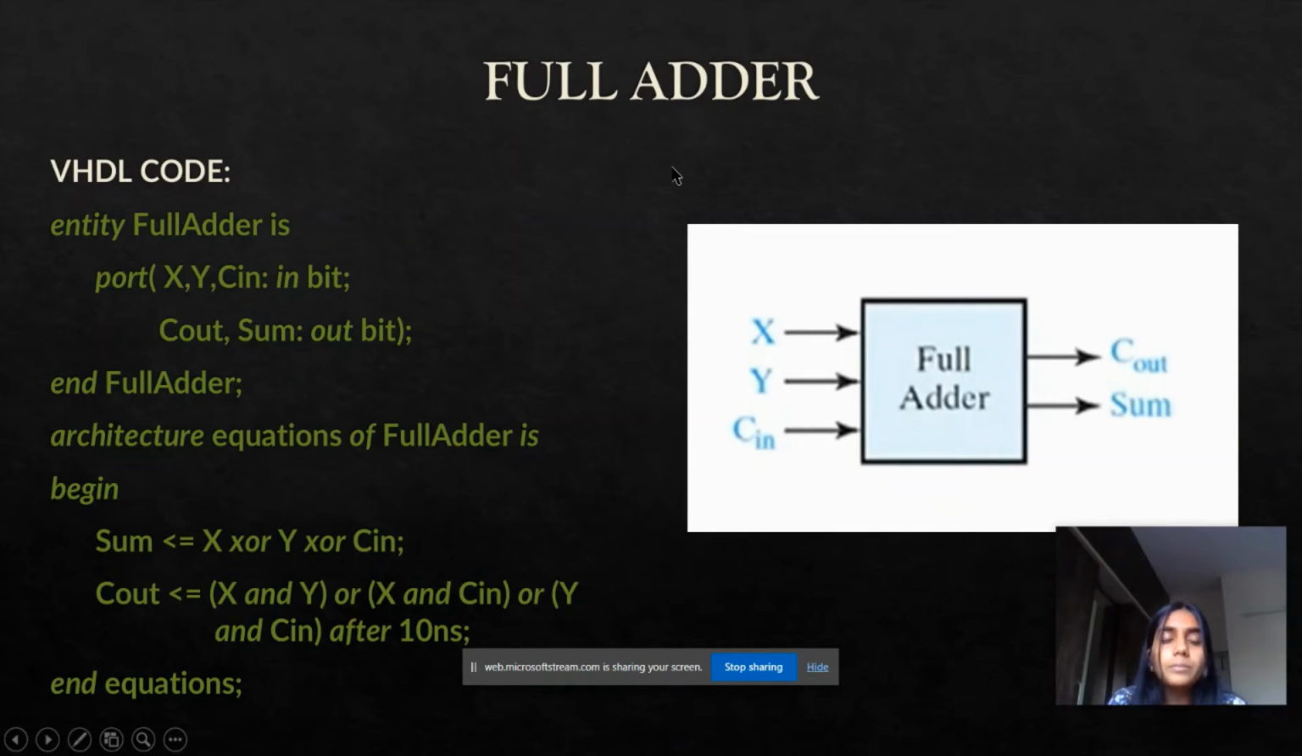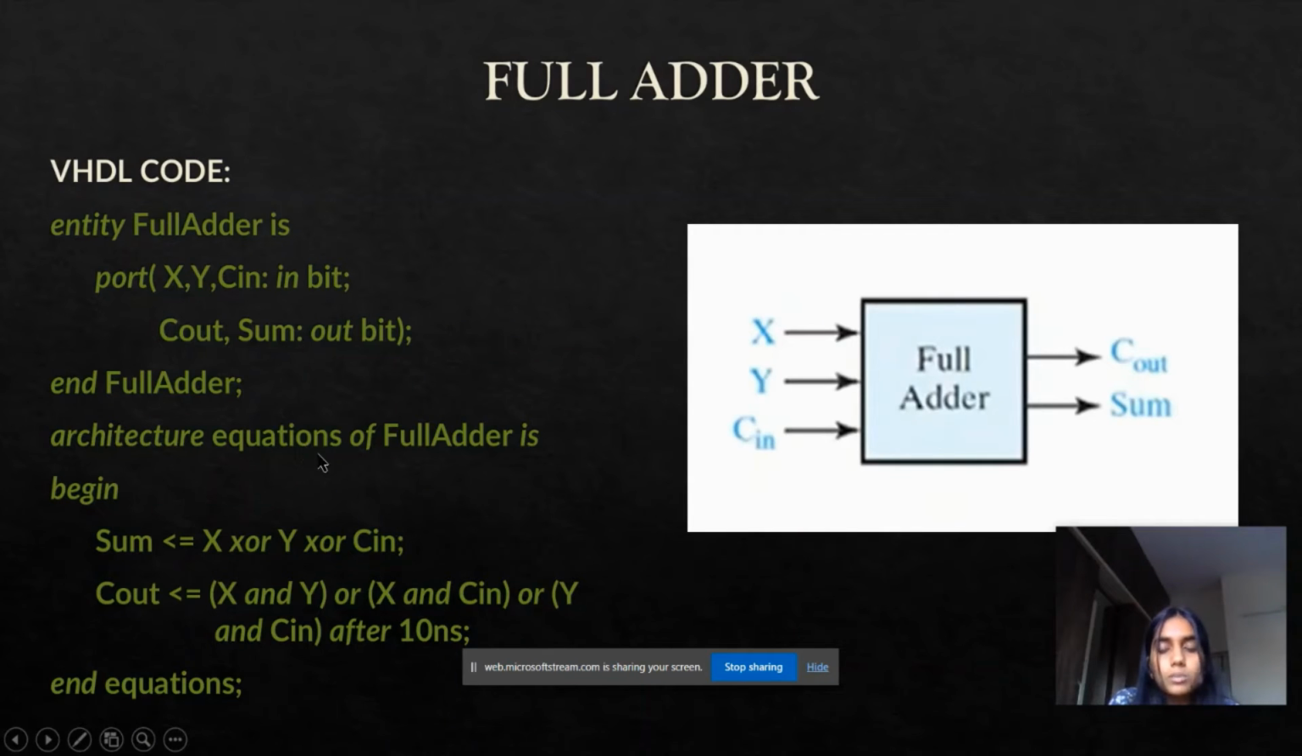Now, VHDL adder. As we can see, this is a full adder which has three inputs, X, Y, and Cin. And we have two outputs, that is Cout and the sum. So this is a carry in and this is a carry out for a full adder. Now, let's look at the VHDL code. Entity fulladder is, I've taken the name of the entity to be fulladder, port, the inputs X, Y, Cin of in mode, bit data type, and Cout and sum of out mode, bit data type. Now end entity fulladder.